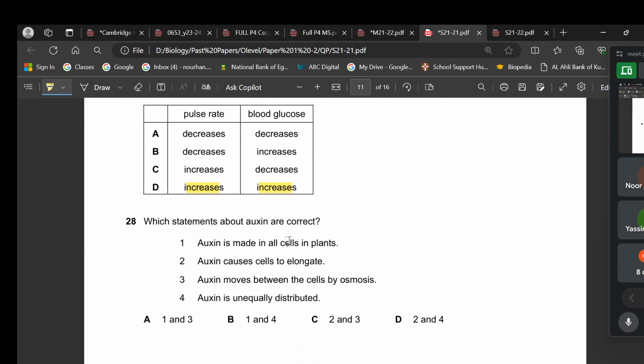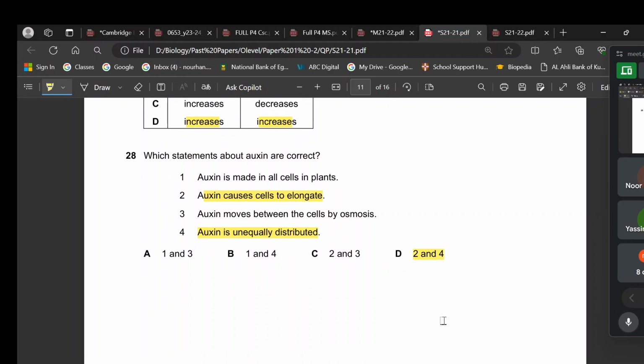Which statements about auxins are correct? They are made in all the cells? No, they are made in the tip only. They cause the cells to elongate? Yes. Auxins move by osmosis? No, they move by diffusion. Auxins are unequally distributed? Yes. So it is 2 and 4.